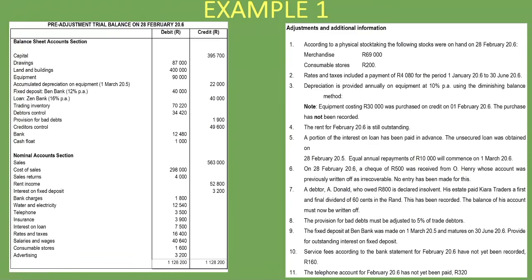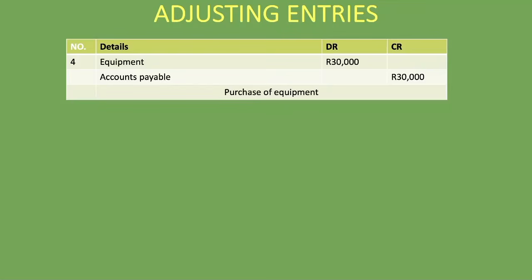So you can see we bought equipment costing 30,000 Rand and it was purchased on the 1st of February 2016. So it was purchased during our financial period. So we have to record it. We're going to debit equipment because equipment is coming to our premises. Equipment is an asset, increases on the debit side, and we're going to credit accounts payable because we bought it on credit, we didn't buy it on cash. So here it's going to be debiting equipment 30,000 Rand, crediting accounts payable 30,000 Rand, and we put the narration there as purchase of equipment.